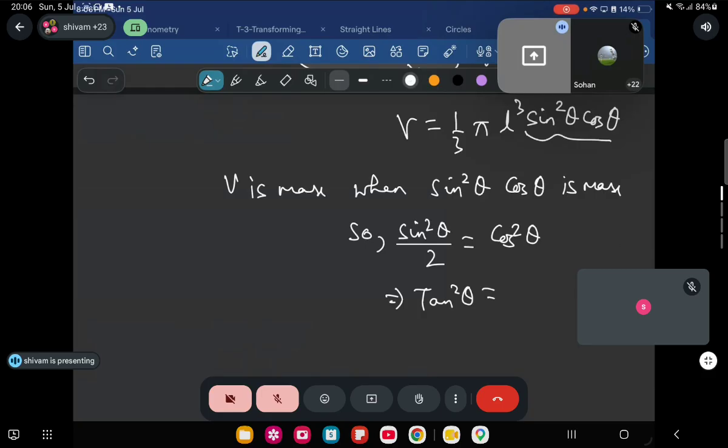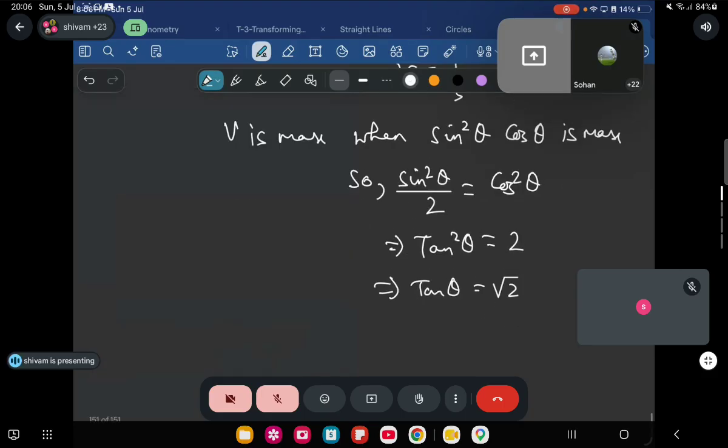Tan square theta is equal to how much? 2. Right, so tan theta is equal to square root of 2. So theta is equal to tan inverse root 2. Tell me, anyone having any doubt, you can ask me. Tell me, Ankit, is it clear?